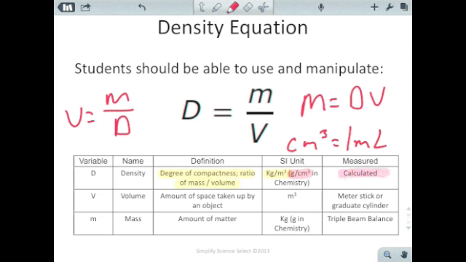Now, the volume is the amount of space taken up by an object. Again, the SI unit for it is meters cubed. Remember, in chemistry, we'll use cubic centimeters, which equals 1 milliliter. We can use a graduated meter stick or a graduated cylinder to find the volume. Mass is the amount of matter. Its SI unit is kilograms, but in chemistry we will use grams. And we can use either a triple beam balance or an electronic balance to figure out our mass.